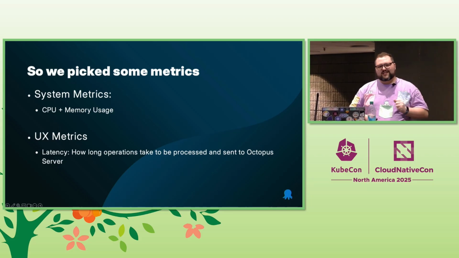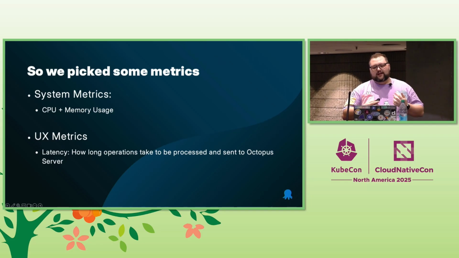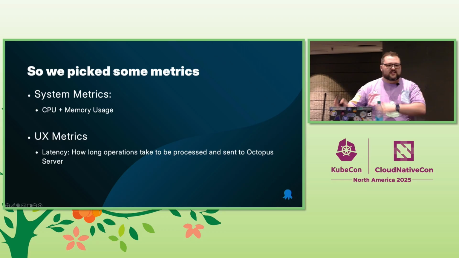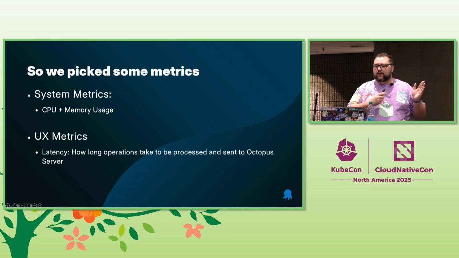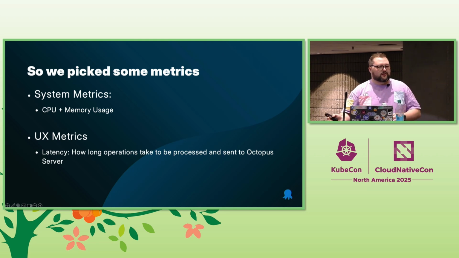But we also wanted to deal with some UX metrics as well. So the latency, which is essentially how long it takes for something to change in Kubernetes, be detected, and then sent back to the Octopus server, we needed to know what that is. Customers can't set it, obviously, but if it's slow, customers will call us, and customers calling us is scary.